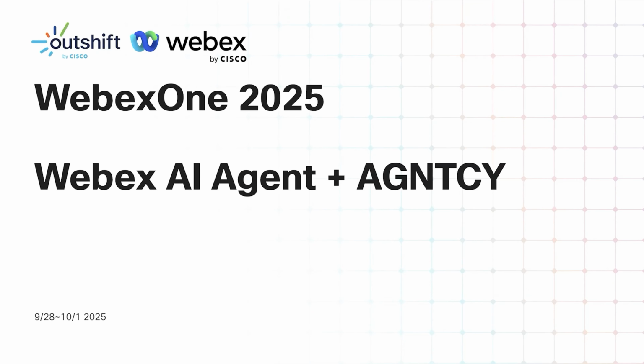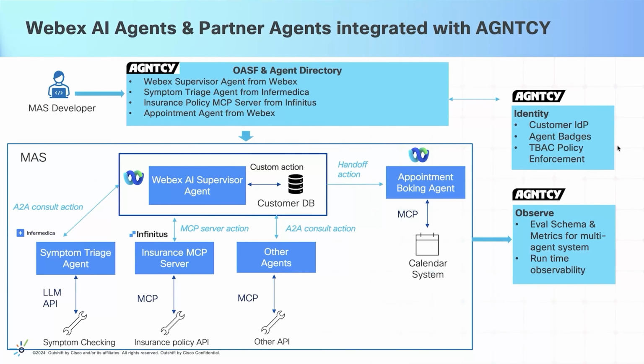So here we are going to show you a healthcare contact center use case for the Webex AI agent plus agency. Let's start from architecture. So you can imagine when the hospital, they have developers, they want to deploy an AI agent to take the contact center calls. They may need multiple agents to do the workflow. So for example, they may want to have a symptom triage agent. They may want to have an insurance MCP server to check the insurance status.